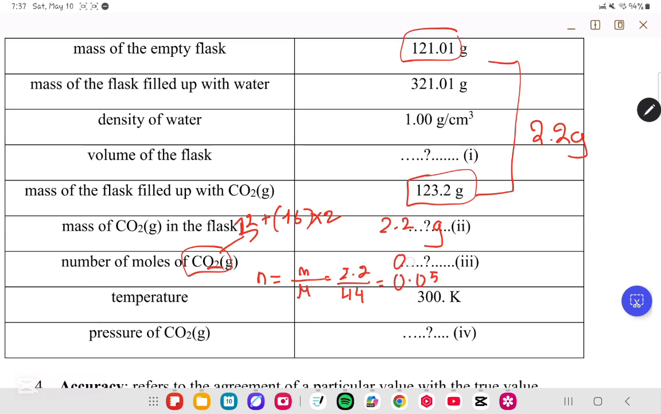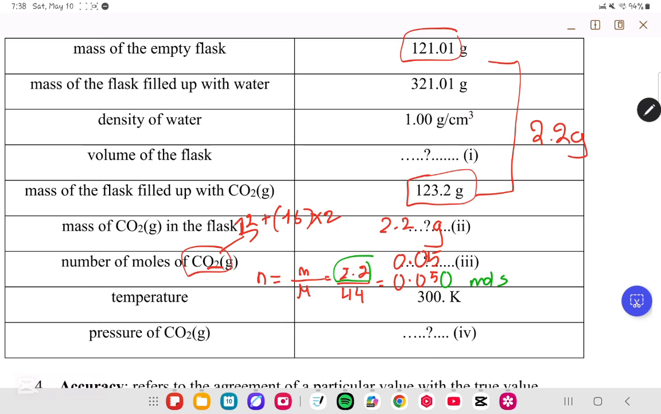So it is 0.05, but pay attention. This is one significant figure. We need it to 2 significant figures. So in order for us to make it to 2 significant figures, we're going to add a 0 over here. So 0.050 moles. Very important.